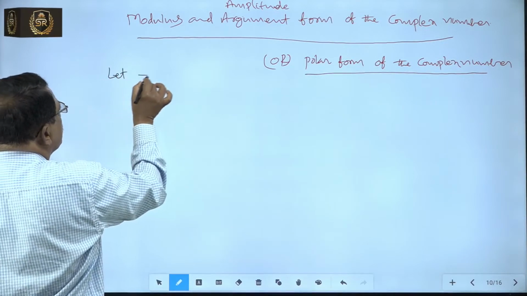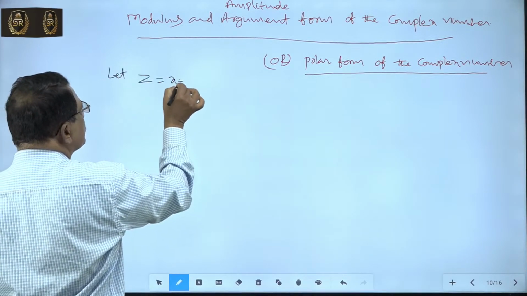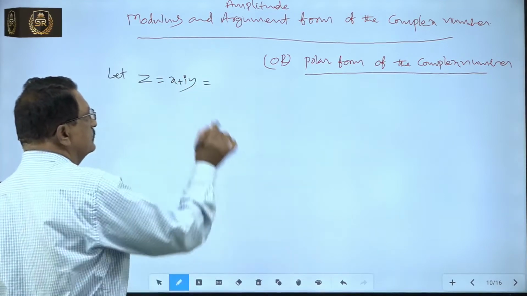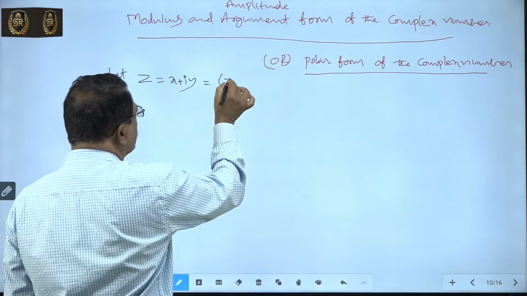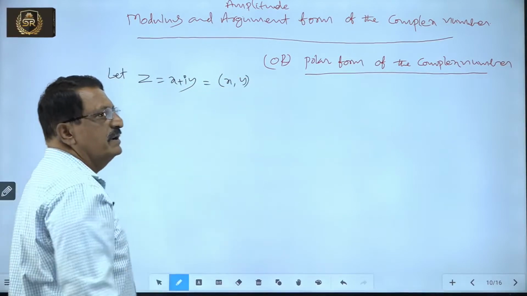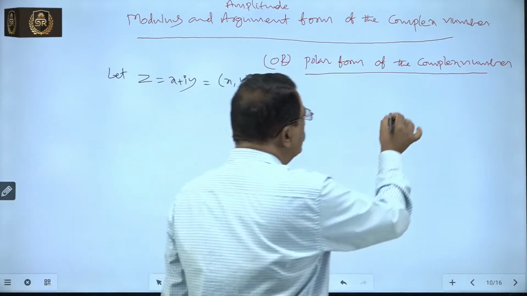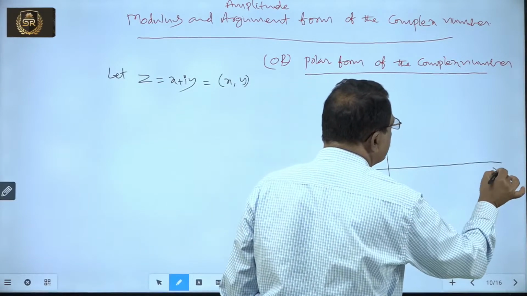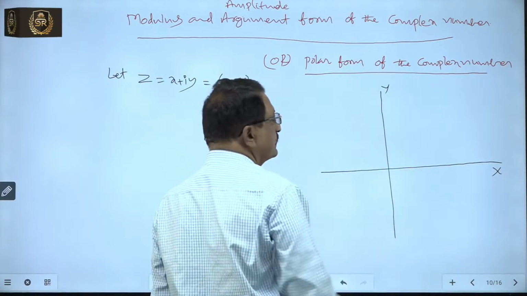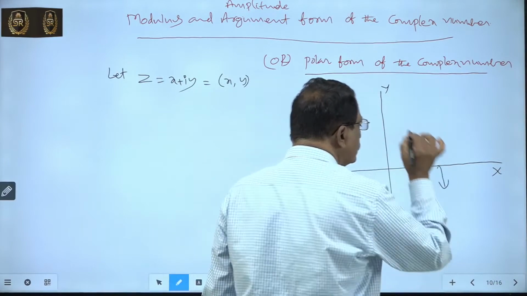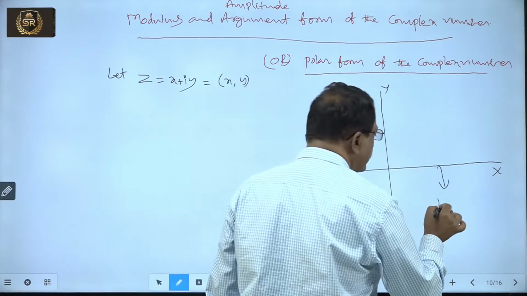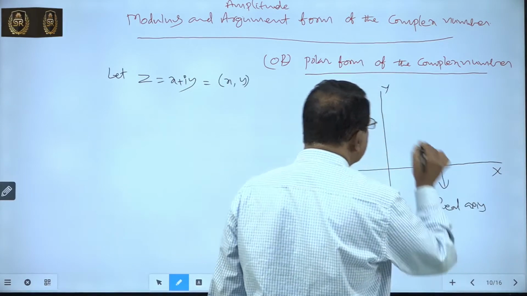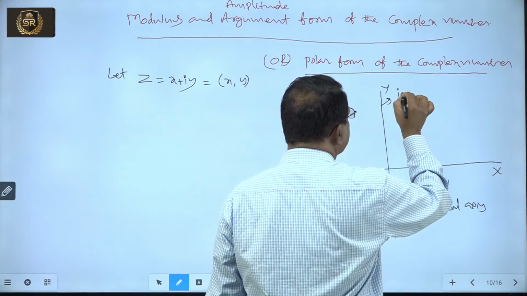First, let the complex number z equal x plus iy. Now it is also denoted by the ordered pair x comma y. Now take the x axis and y axis. In this chapter, the x axis is called the real axis, and the y axis is called the imaginary axis.